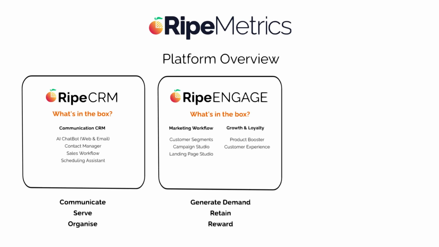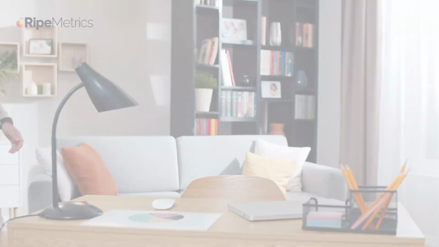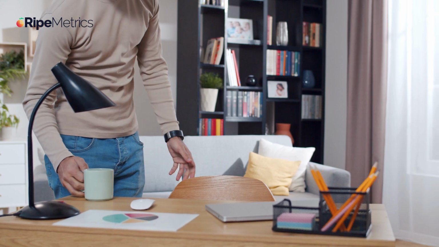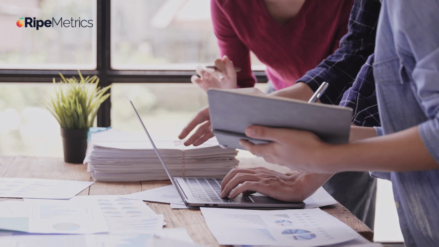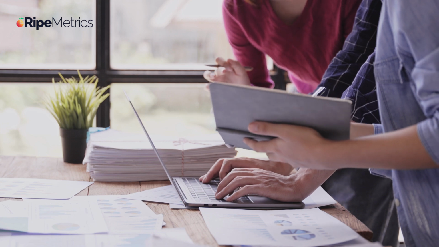So, now you've got the RipeMetrics AI connected to your communication, point of sale, and customer feedback channels, you'll need a way to turn all that powerful data into clear, actionable insights. That's where RipeINTEL comes in. If you run a growing business, there's probably a big question on your mind each morning. What is that one important thing that I need to focus on today? That's a simple question, but it can be hard to answer when your data is spread across multiple systems.